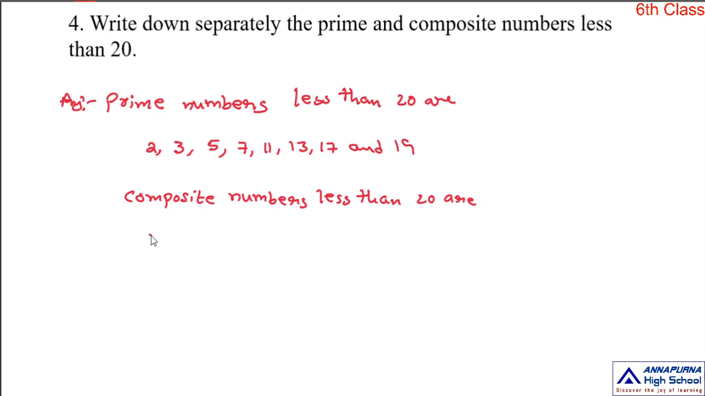First composite number, 4. 4 has more than 2 factors. Next one 6, next one 8, next one 9, next one 10, next one 12, next one 14, next one 15, next 16 and 18. Here 4, 6, 8, 9, 10, 12, 14, 15, 16 and 18 are composite numbers which are less than 20. These are the prime numbers less than 20 and composite numbers less than 20.